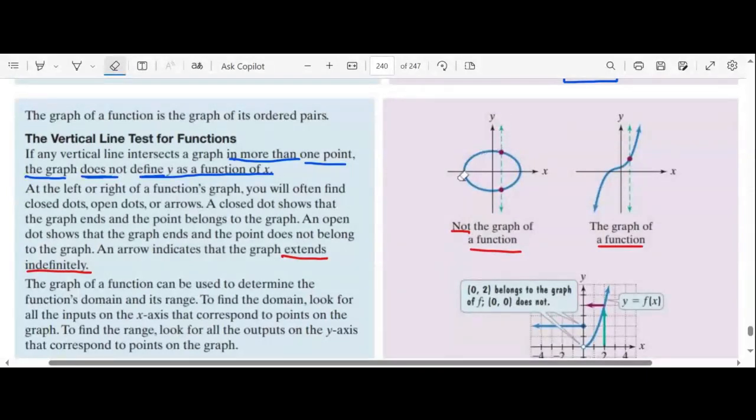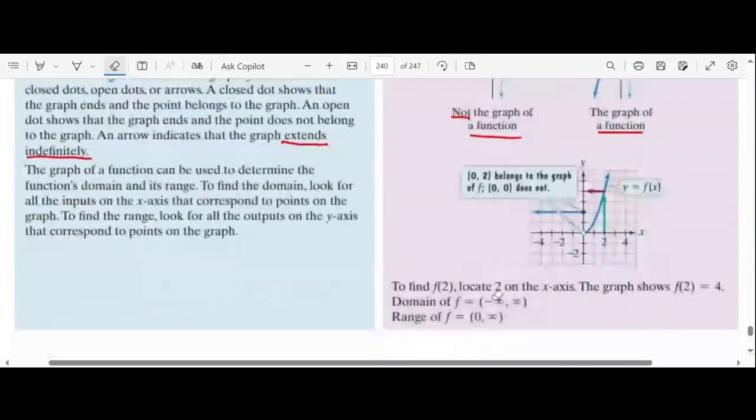And here the same thing. This circle, of course, it's closed. Means there is no extension. Okay? Okay, let's move to this one.